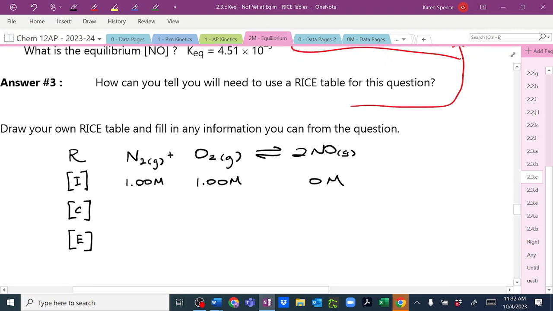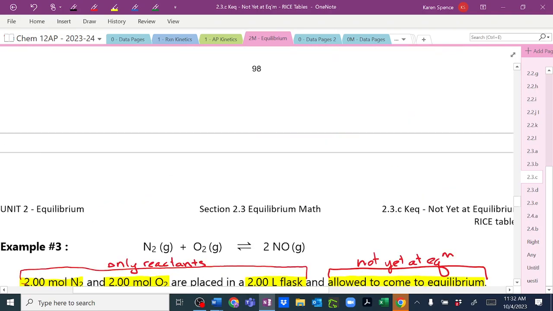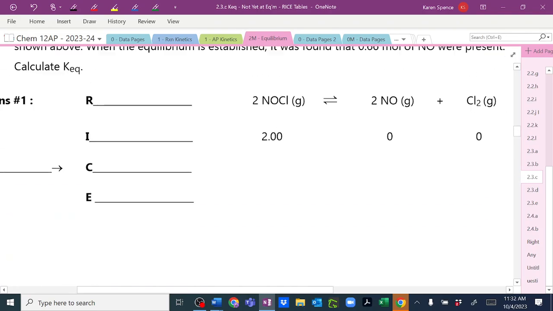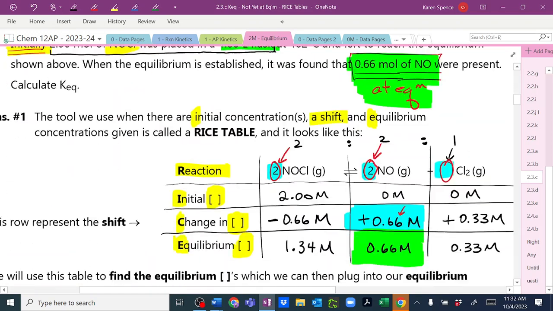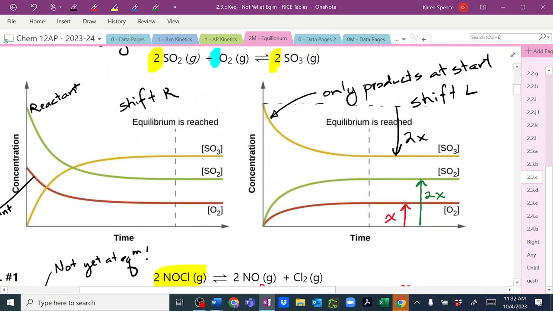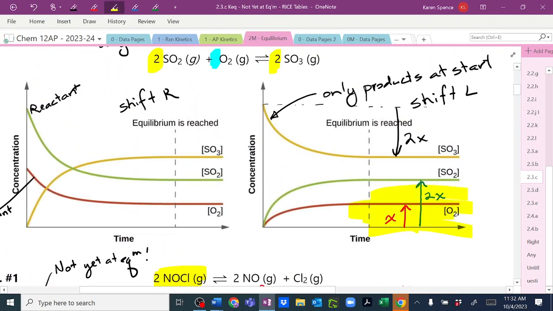Let me know if you get stuck at the change. You got stuck? What did we do back here when we didn't know how much the change was? That's going to be our unknown, because this time K_eq is not unknown. The amount we're shifting will be the unknown. So you'll change by x or 2x or 3x or whatever the coefficients say.